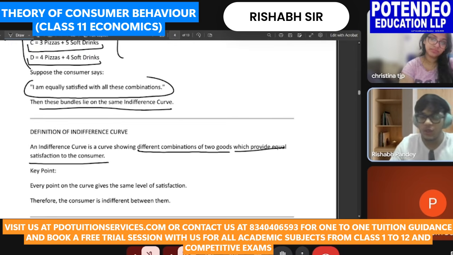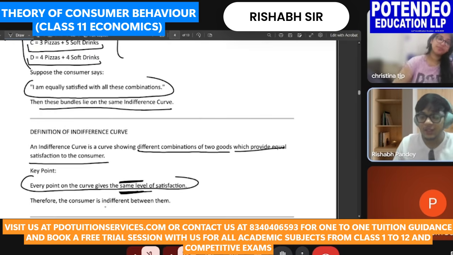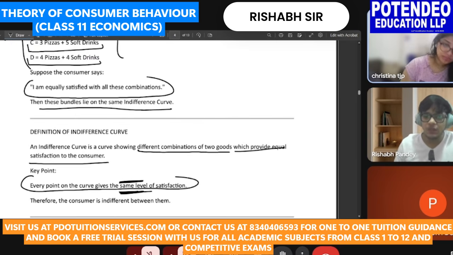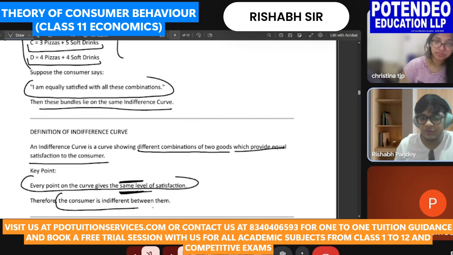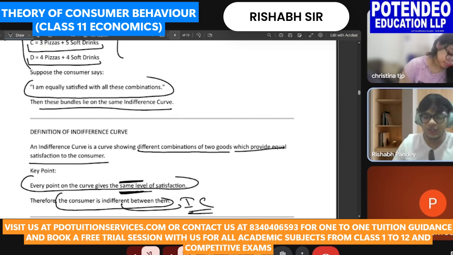What's the key point? The key point is every point on the curve gives the same level of satisfaction. Don't forget this term: same level of satisfaction. This is what makes it differ from all the charts or graphs you have seen till now, because every graph talks about your two utilities. Therefore, the consumer is indifferent between them. That's why the name is IC, indifference curve. Got an understanding? All right, please write this down.